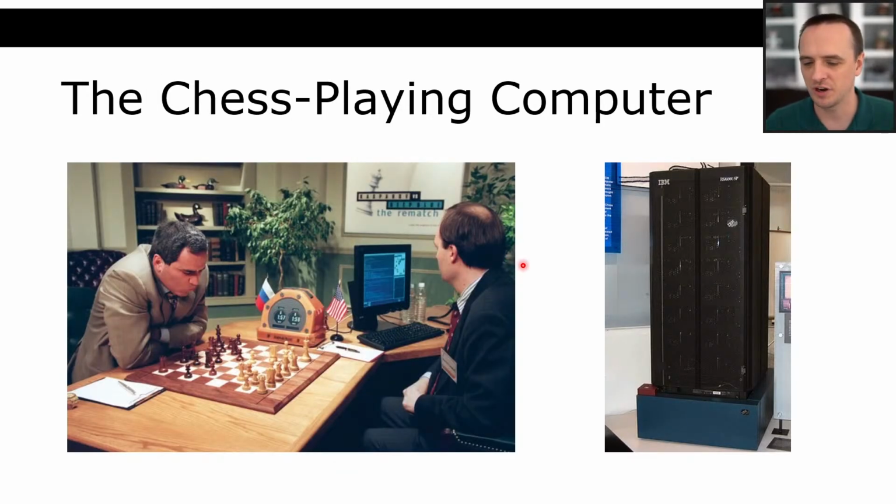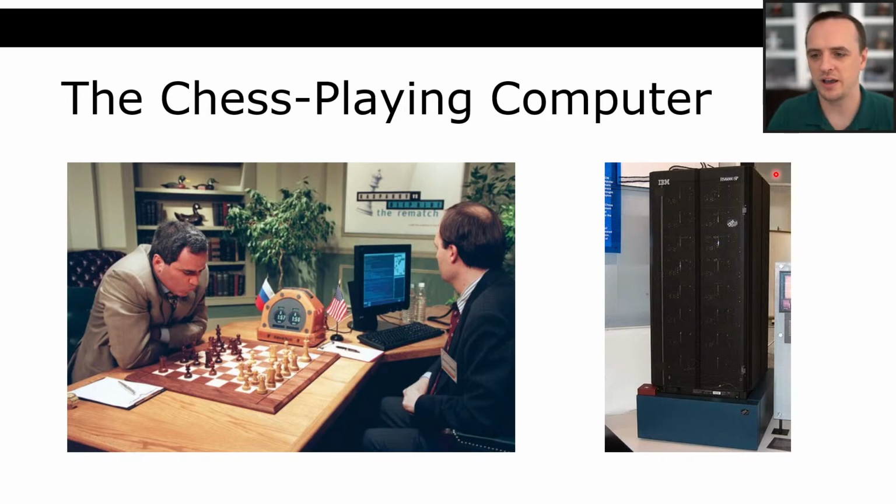And who out there can tell me the name of this computer? This is probably the most famous computer of all time. It's called Deep Blue. Deep Blue was invented by IBM and a bunch of researchers at IBM and other researchers at various academic institutions. And it was the first computer to beat a world champion at chess.